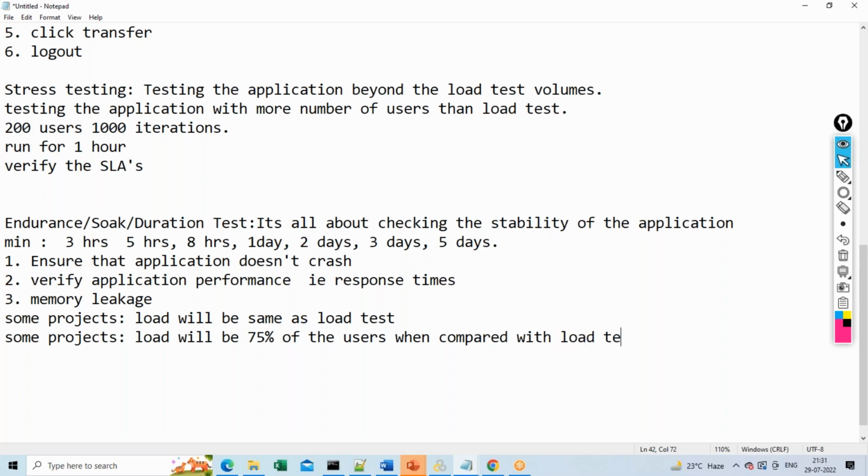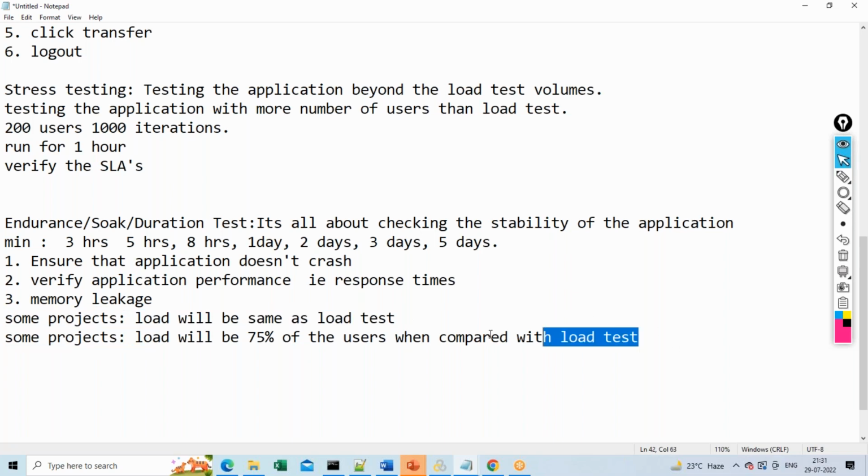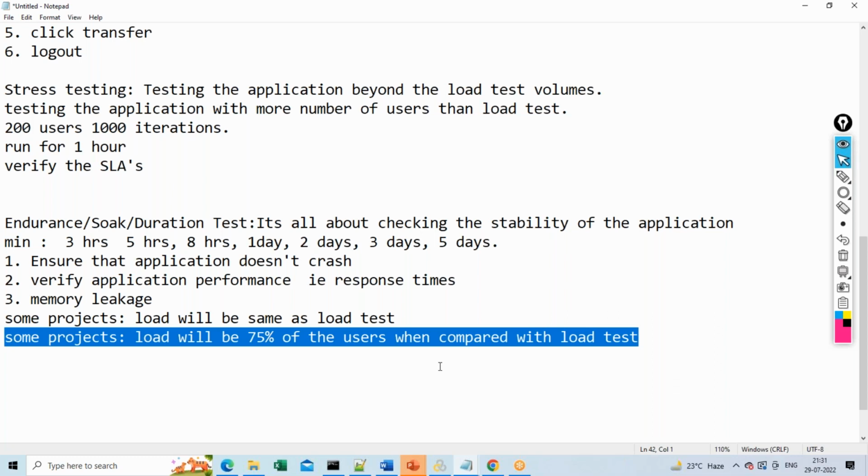So that means if you are running a load test with 100 users, in the endurance test you will run with 75 users. So it depends on the project. Again, some projects will go with the same load as the load test only. In some projects they will go with 75% of the users when compared with the load test. Okay, so these three are important.